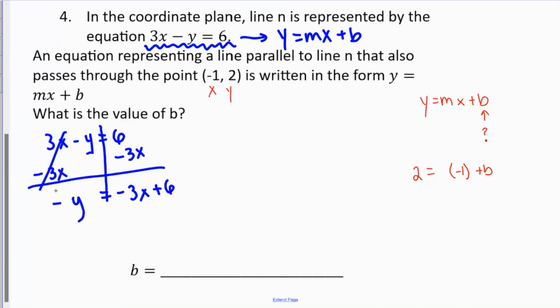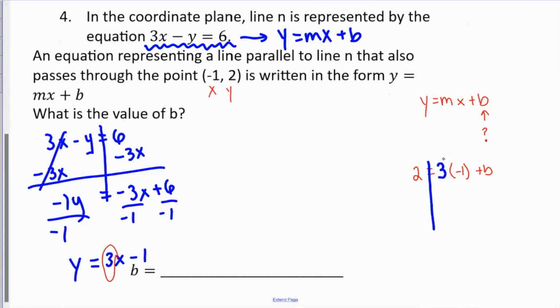Now, I can't have a negative with my y, but I know in front of every letter there's an imaginary 1, so I can divide this by -1. Whatever I do to one side, I must do to the other. That gives me y equals 3x minus 1. That means our slope is going to be 3. Given my slope, I can plug that back in over here to solve for my b.